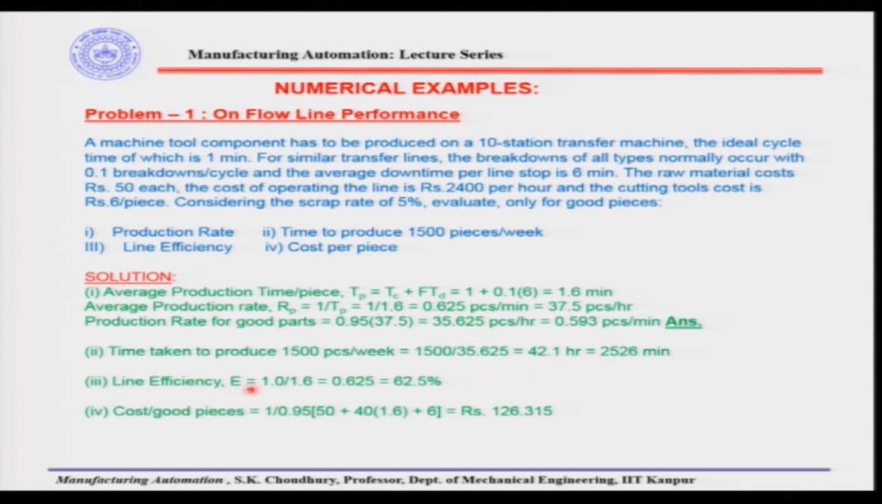Therefore, the line efficiency will be Tc divided by 1.6, where 1.6 is Td. So Tc by Td is the line efficiency, which is 62.5%.